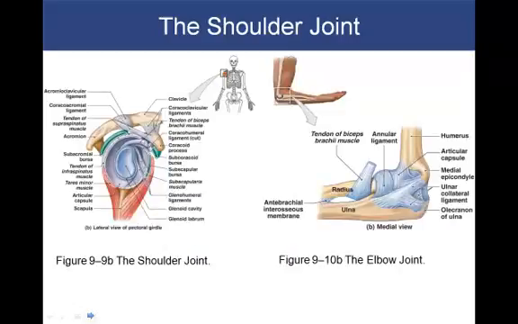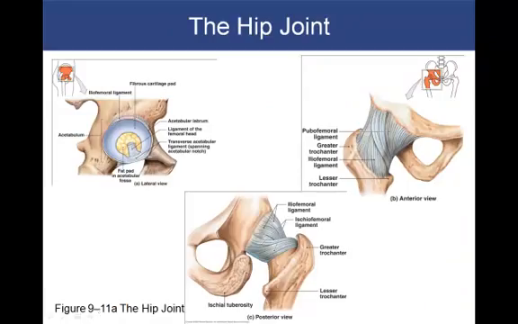Here's another view of the shoulder joint. Again, we see all the cartilages associated with that. The elbow joint, again, is a relatively mobile joint, and we have a tremendous amount of ligaments that are helping to stabilize this joint. Here's your hip joint. We note the acetabulum of the os coxa, and a number of ligaments that are associated with this structure.